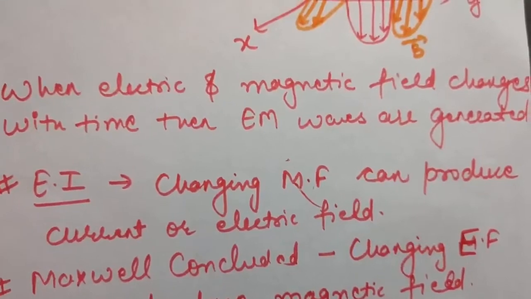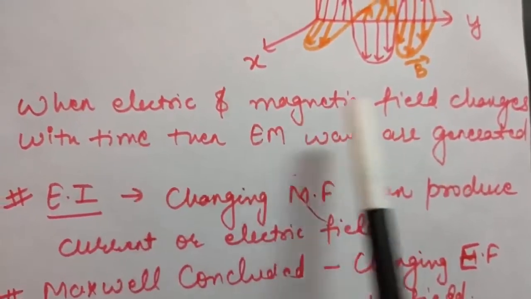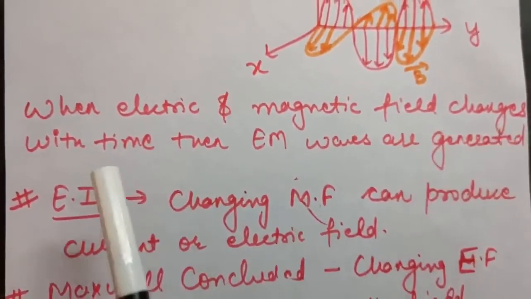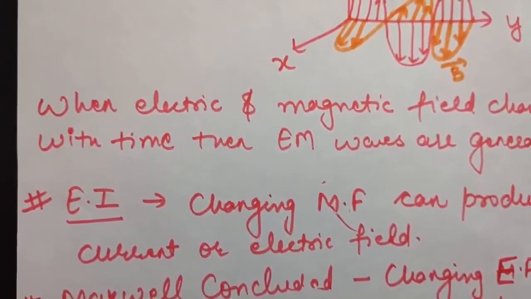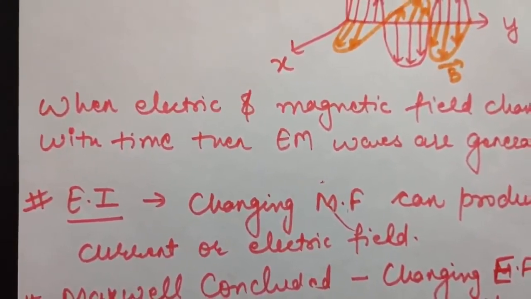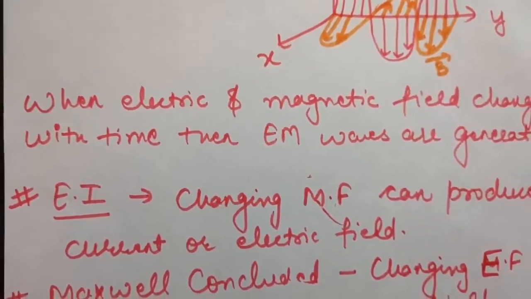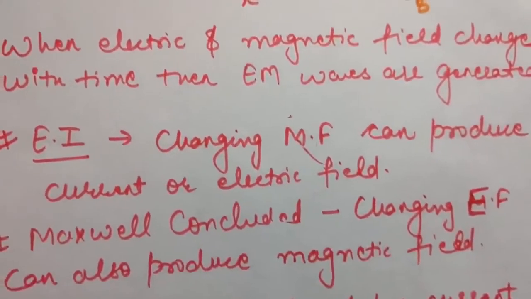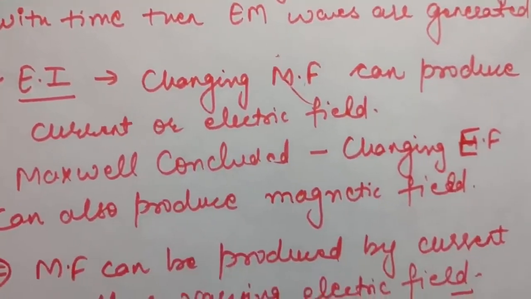So an electromagnetic wave is generated when electric and magnetic field changes with time. So if you have electric and magnetic field and if they are changing with time, then electromagnetic waves are generated in that particular region. Okay, so now before studying more about electromagnetic waves, let us study one experiment done by Maxwell.